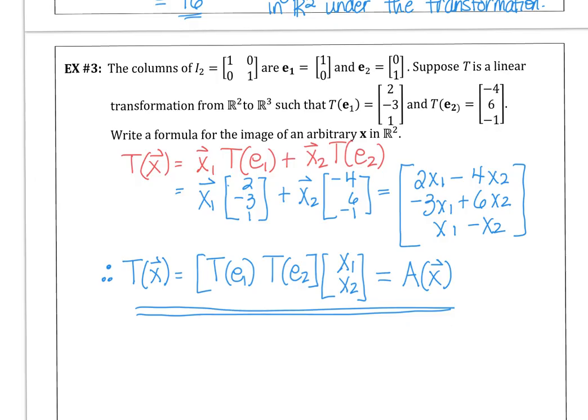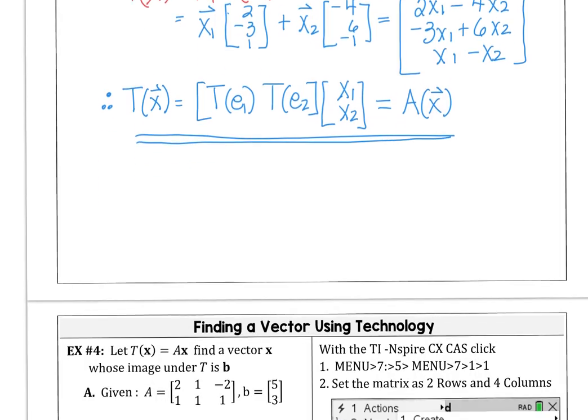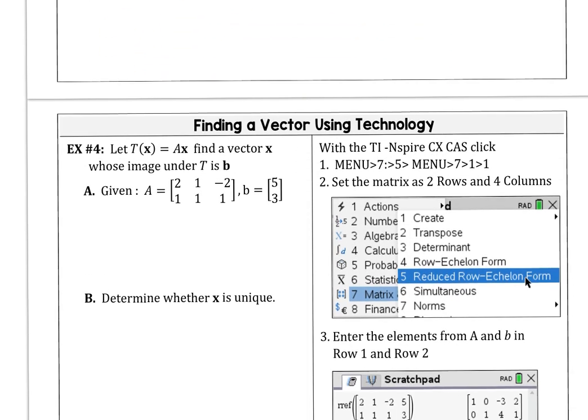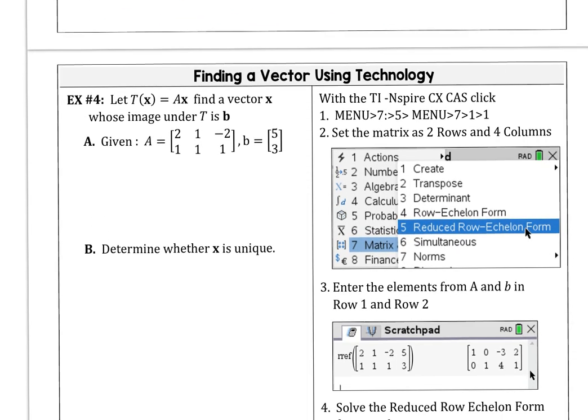In our next example, we're going to look at using technology. I've given the instructions for the TI Inspire CX calculator. And what I did here was use this menu, these keystrokes, to set up a matrix. We're going to set up a 2-row by 4-column matrix. And I want to just write that down here. You can see in the bottom in step 3 how I'm writing that down.